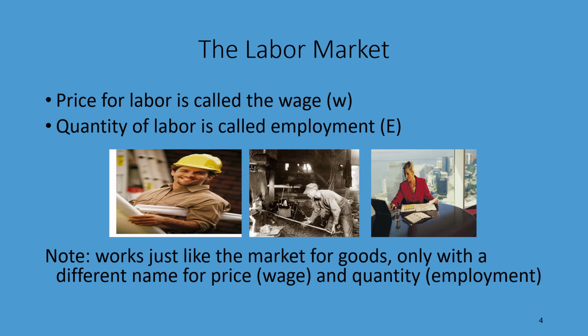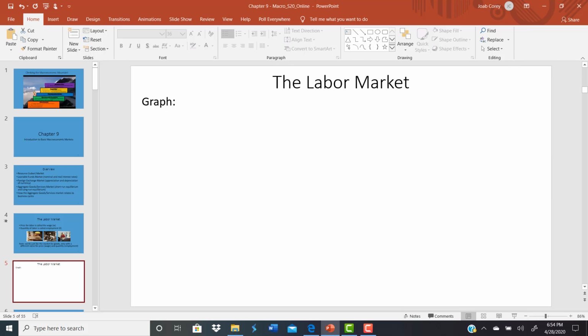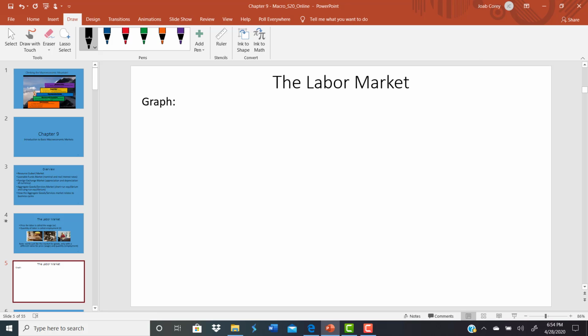Other than that, though, it works just like the market for goods and services that we've been studying all along in Chapter 3, only with a different name for price and a different name for quantity. Again, we call price wage, we call quantity employment, but other than that, it works in the exact same way. So with that in mind, let's go ahead and graph out our labor market. I'm going to exit the full screen mode so that we can use some different colors here. So we're going to start off with just our normal vertical axis and our normal horizontal axis.